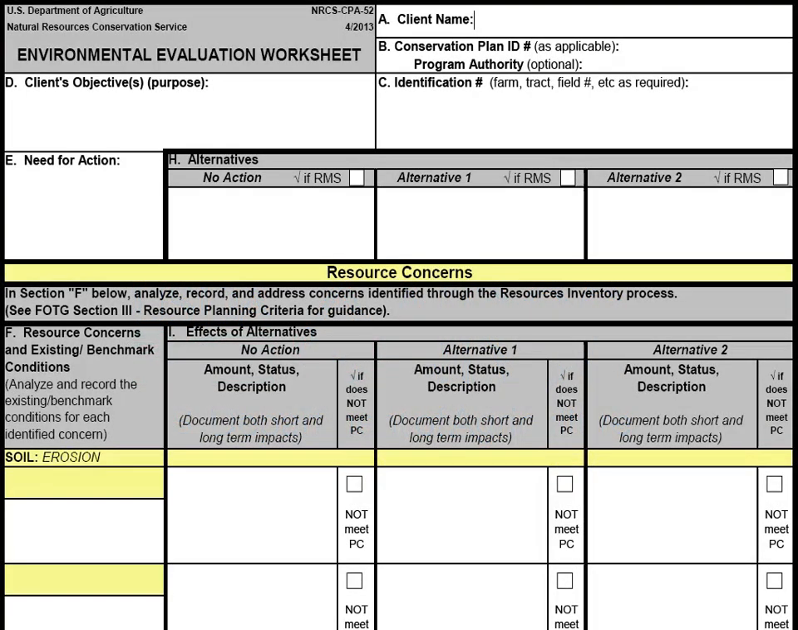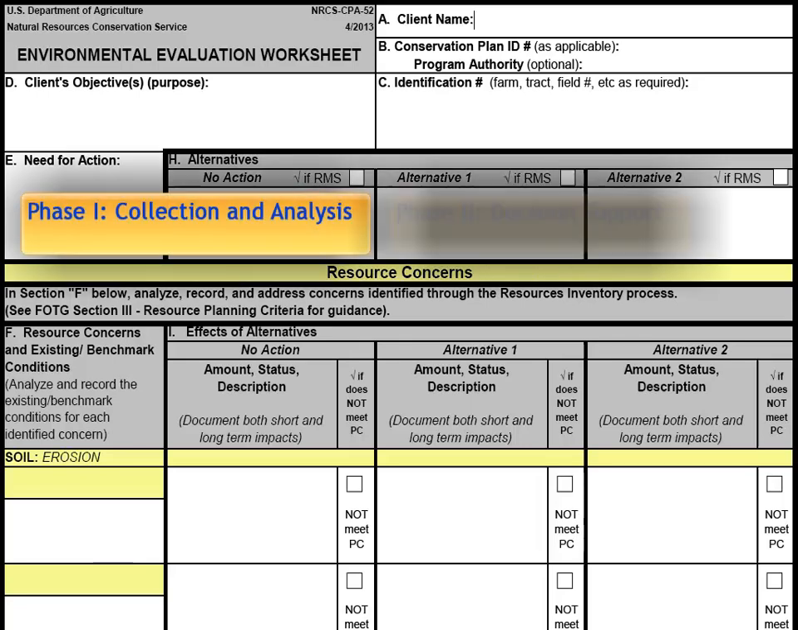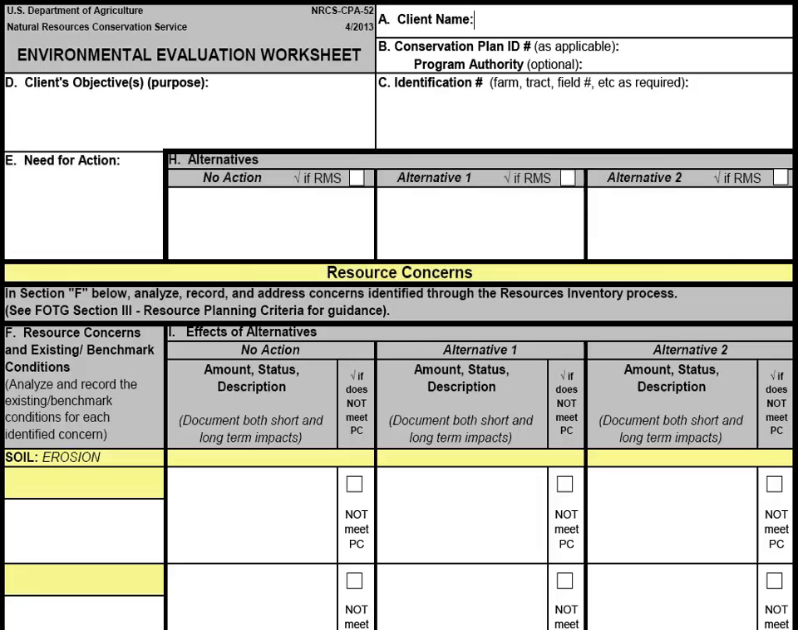The NRCS CPA 52 Environmental Evaluation Worksheet is used to document the outcomes of Phases 1 and 2 of the conservation planning process. In the course, two scenarios were presented to help familiarize you with the overall process and documentation requirements for the NRCS CPA 52.